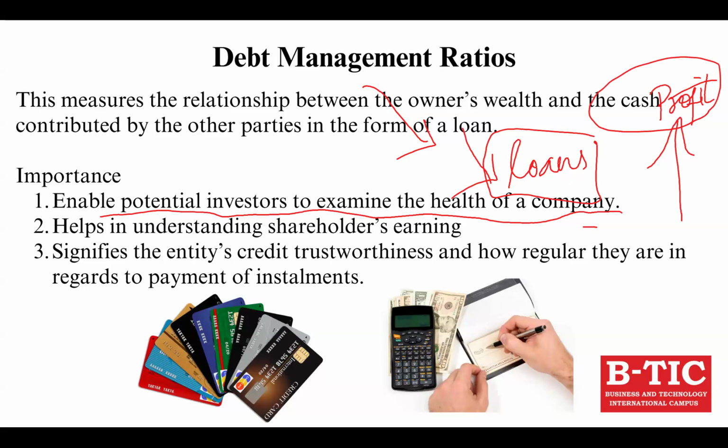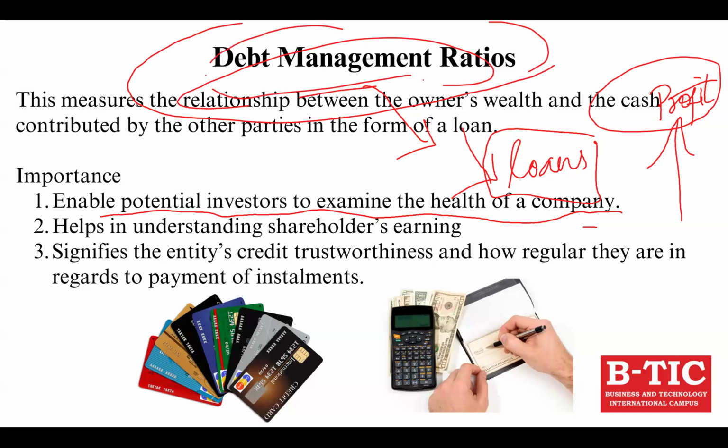You can't say just by looking at a profit and loss account or income statement. That's the main reason why you calculate the debt management ratio. This will tell you whether this company is better than the other company in terms of debt management. Clear? Helps in understanding shareholders' earning, signifies the entity's trustworthiness and how regular they are in regards to payment of installments. So this is debt management ratio.